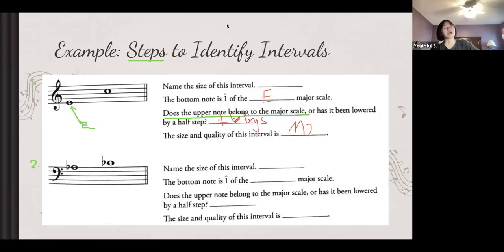Okay, and once again, when you're counting intervals, make sure you also count the bottom note. Always count the bottom note as one and then go up.